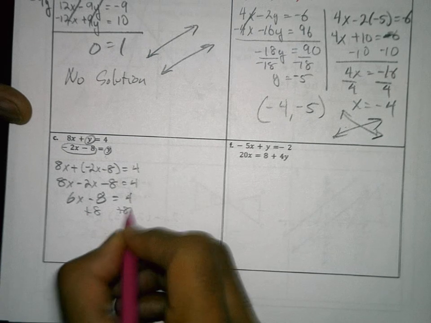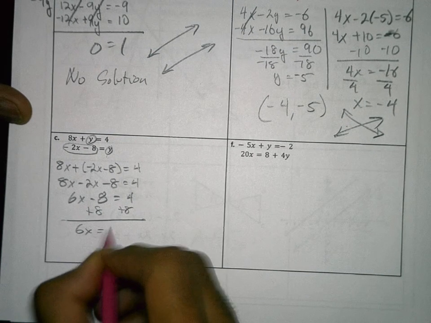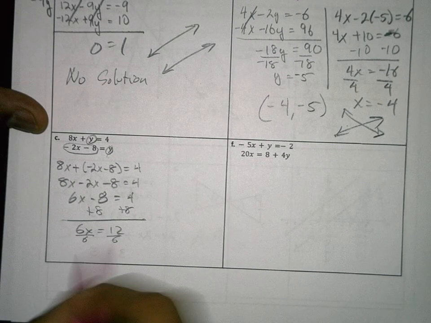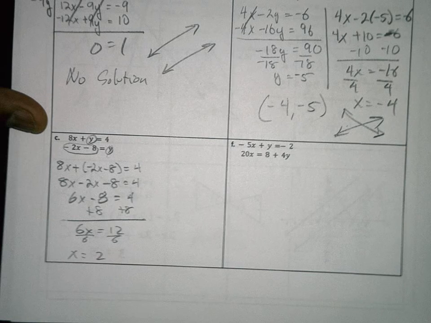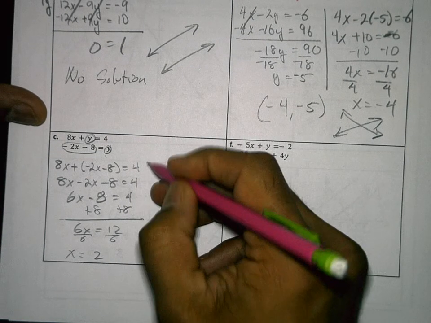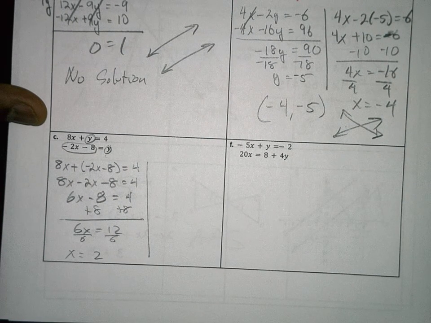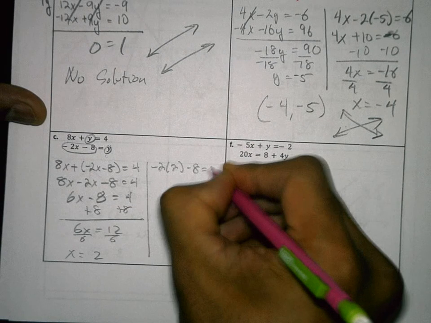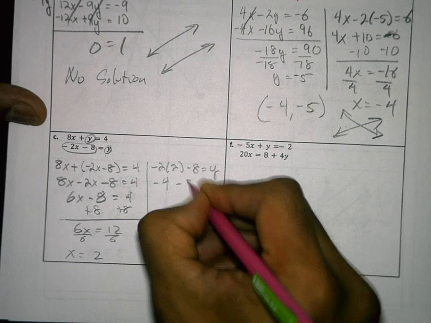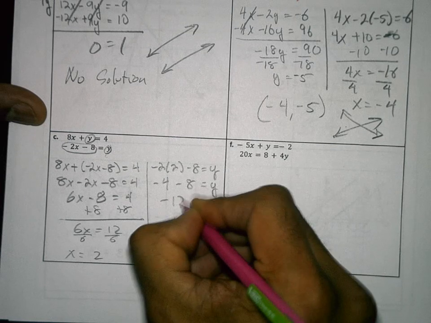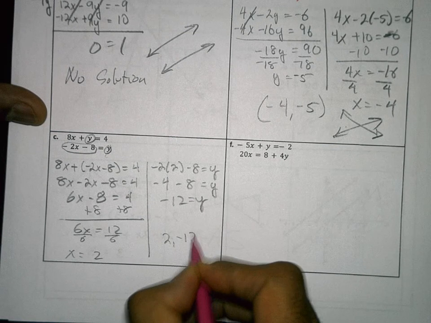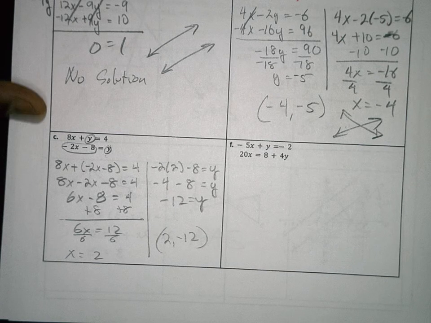Add 8 to both sides. Okay. Divide by 6 and x equals 2. So now I'm going to go back and substitute in to find the second value. I'm going to plug into this one. So negative 2 times 2 minus 8 equals y. Alright, equals that. So we're looking at 2, negative 12.